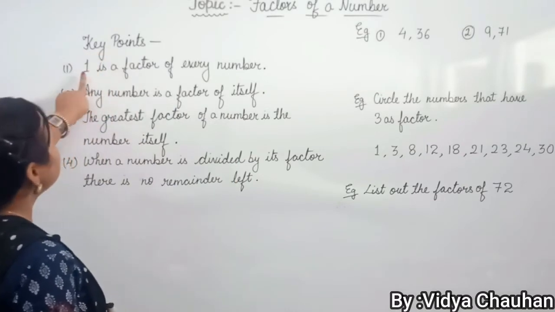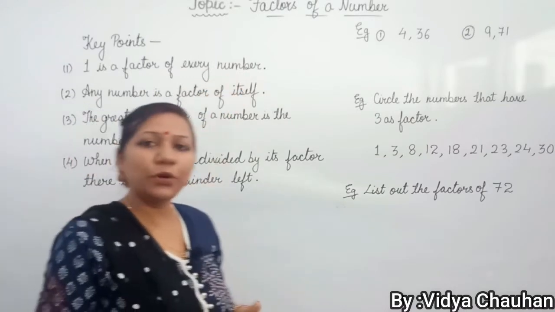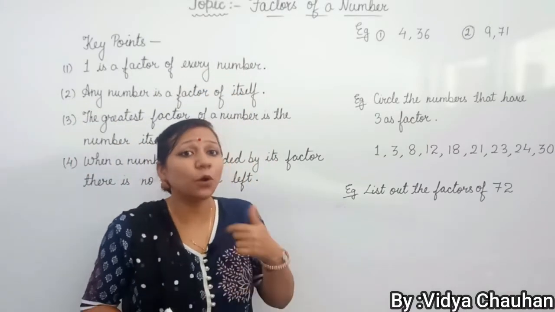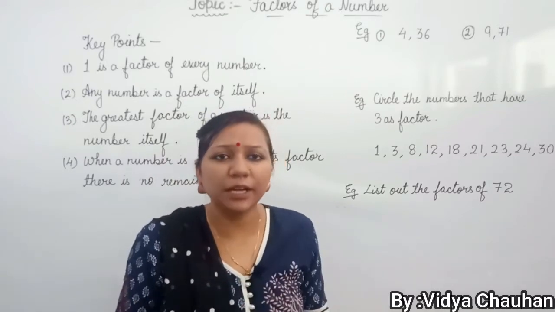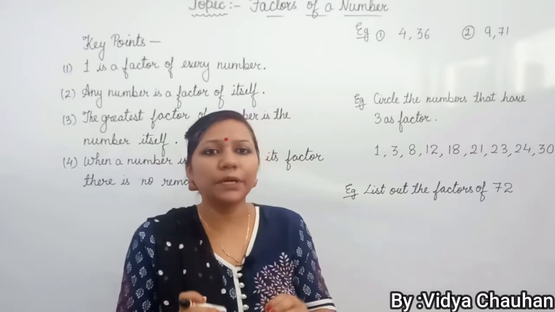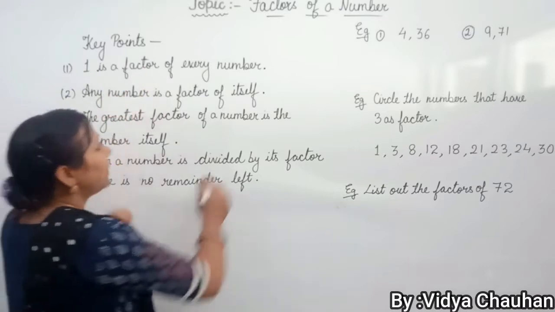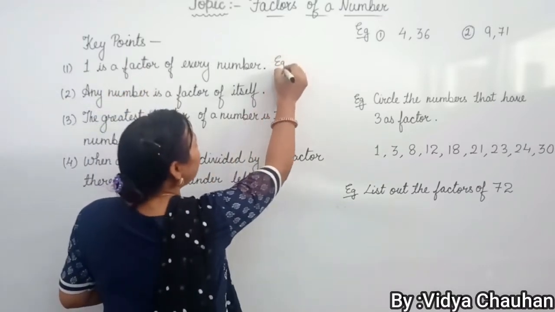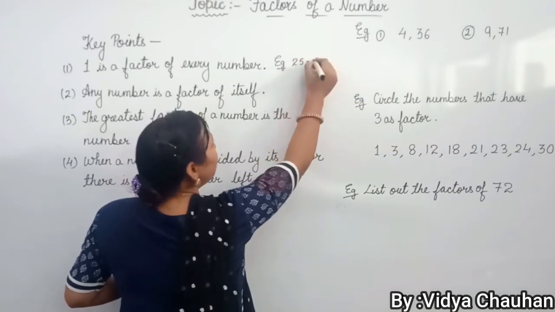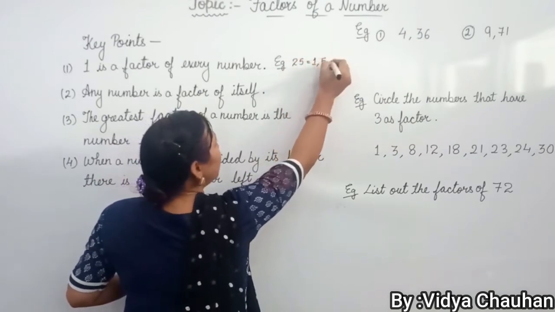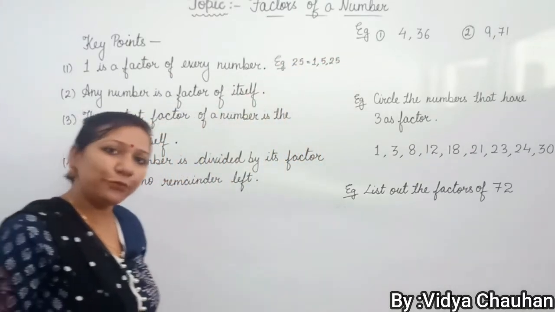The first key point is 1 is a factor of every number. Number 1 is always a factor of every number, whatever small or big number you take, that number is divisible by 1. For example, if I take 25, the factors of 25 are 1, 5 and 25. That means 1 is a factor of 25.